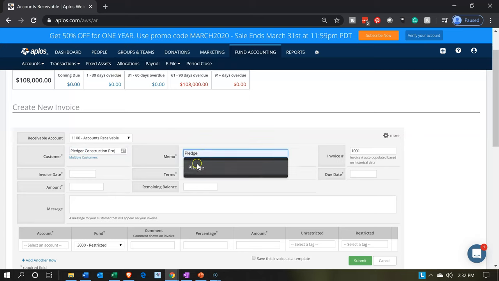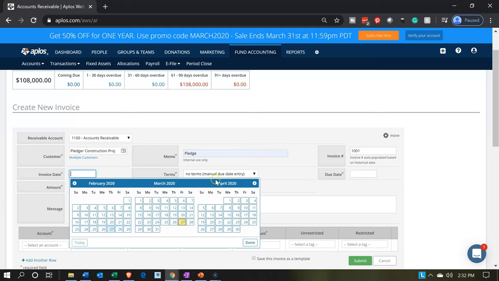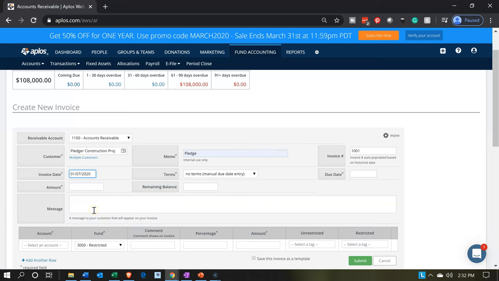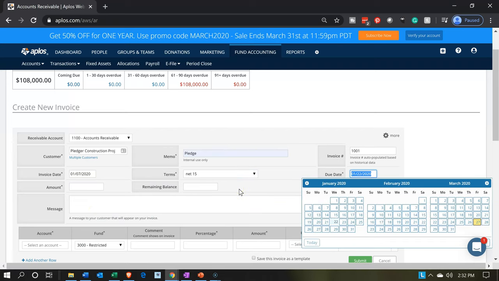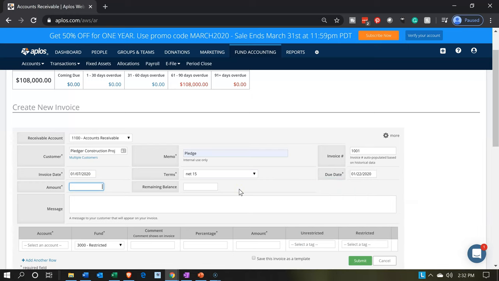We're going to say the memo. Let's keep it at the pledge. The invoice number is going to be populated for us. We'll then enter the date of the invoice, which is going to be back on January 7th. So January 7th, the terms, let's make the terms net 15 once again. That gives us the due date of 1/22. So that's when we expect to pay it.